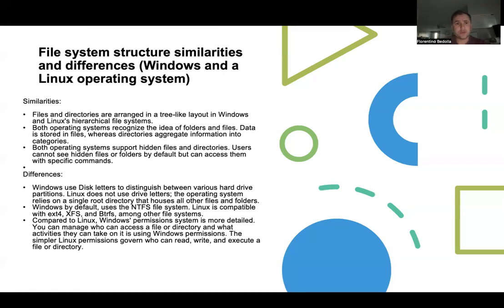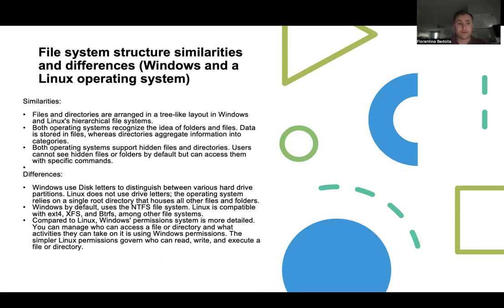File system structure similarities and differences between Windows and Linux operating systems. Similarities: files and directories are arranged in a tree-like layout in Windows, and Linux's hierarchical file system. Both operating systems recognize the idea of folders and files, and both operating systems support hidden files and directories.